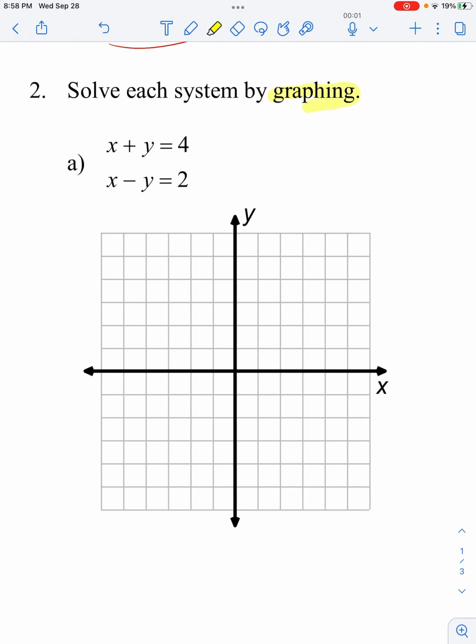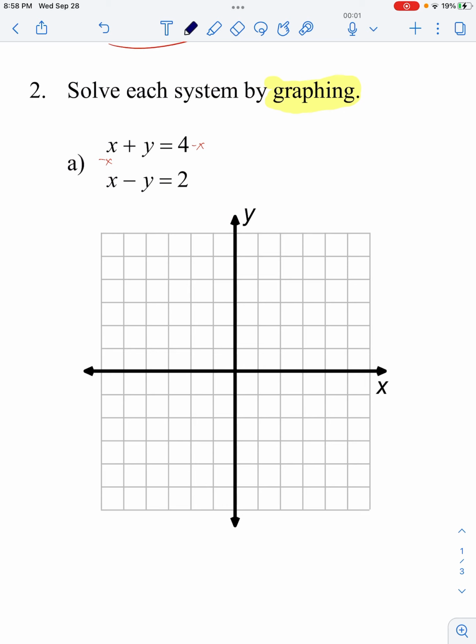We can do it by graphing, okay? All right, here's how we do this. What I'm going to do is take my first equation and solve it for y, put it in slope-intercept form. So I'm going to subtract x.